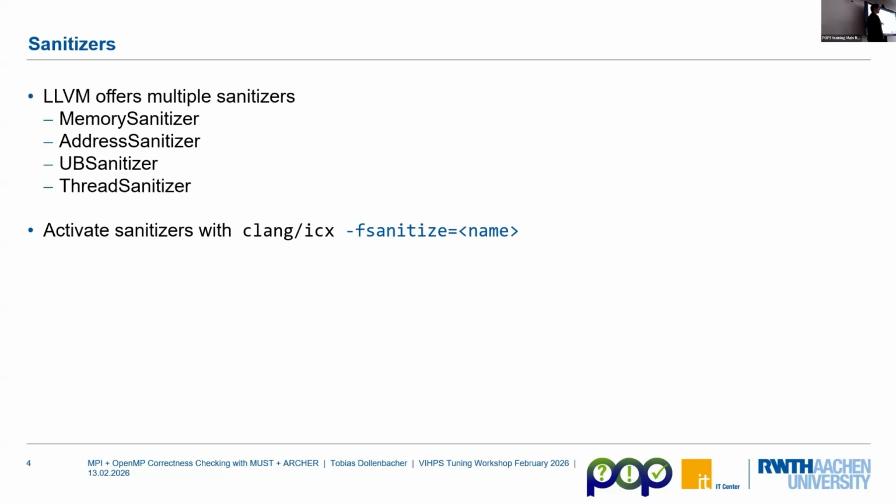For Clang or ICX or any LLVM-based compiler, we can activate those sanitizers by using -fsanitize in our compile command, and then equals and whatever name you want. So for example, if you want to activate the thread sanitizer, you're going to put -fsanitize=thread.